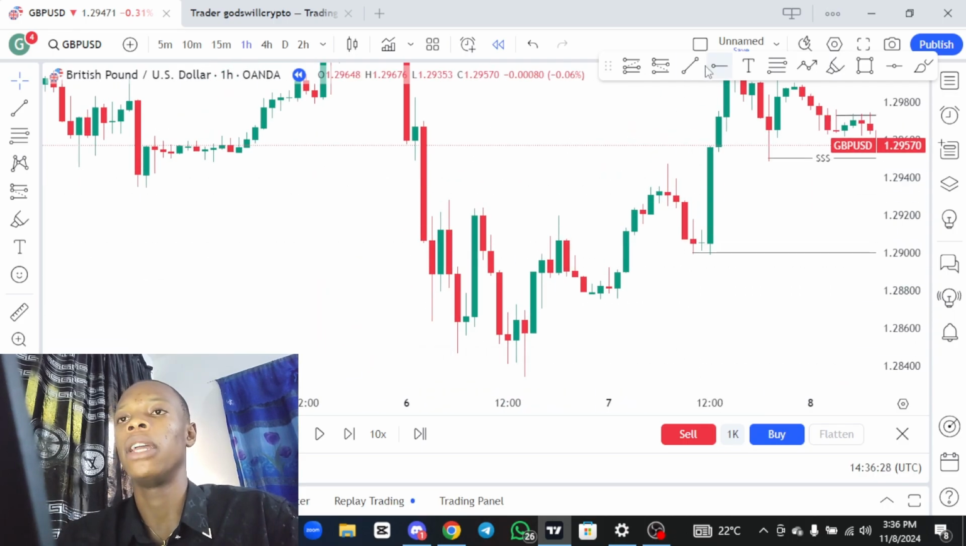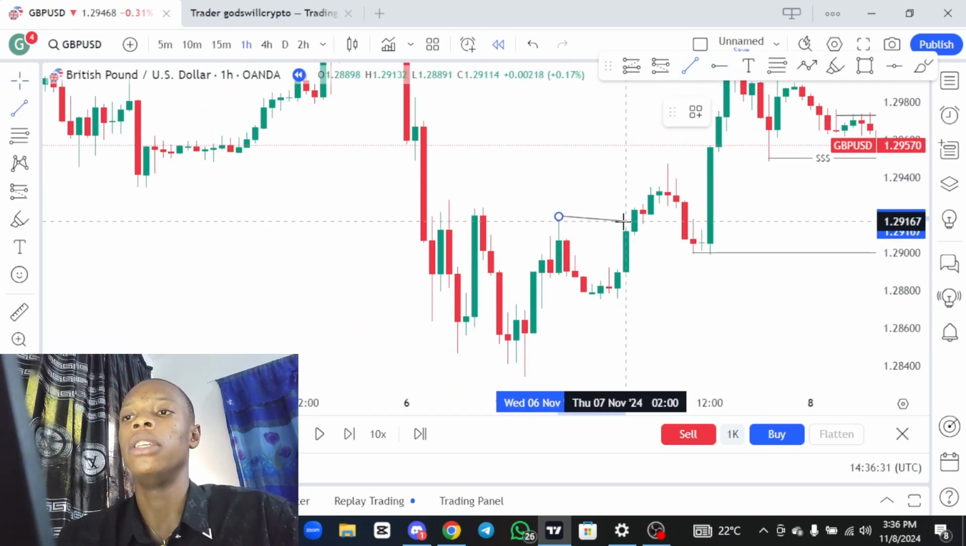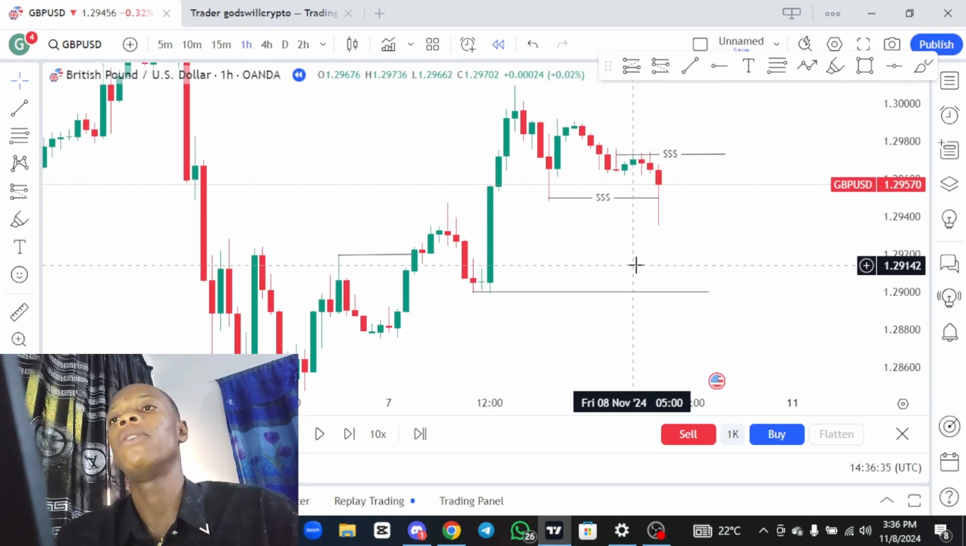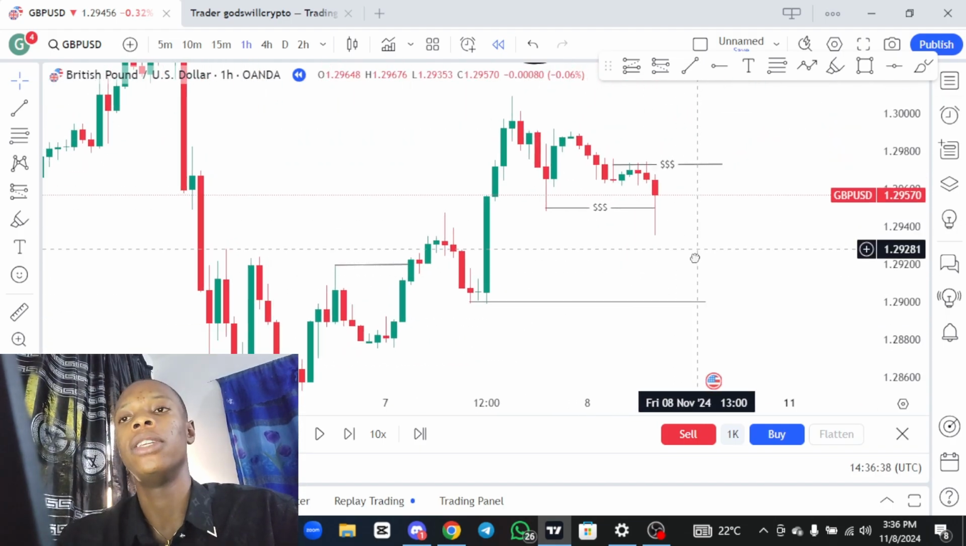This is a 1 hour time frame high. How are you gonna call this liquidity? You can start seeing all of these highs. Not all of these highs are liquidity, right? Now, how do you know if this is a liquidity that's gonna be swept?